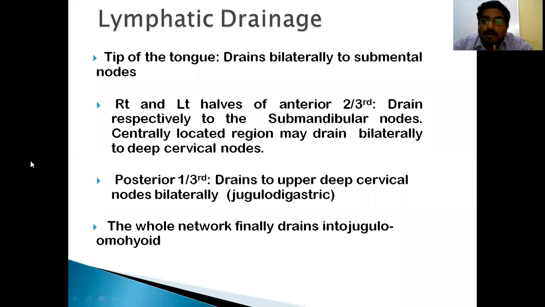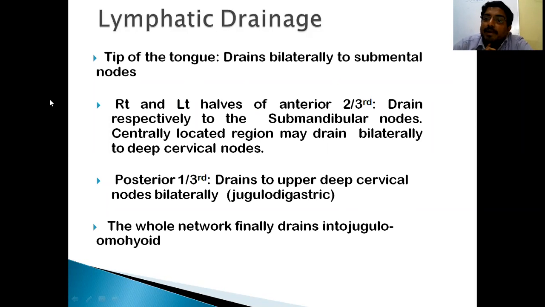See, the tip drains to the submental nodes, and the anterior two-thirds, right and left halves, drain to the submandibular nodes. The centrally located region drains bilaterally to the deep cervical nodes, and the posterior one-third drains to the upper deep cervical nodes bilaterally. This is called the jugulodigastric node. The whole network finally drains into the jugulo-omohyoid node.